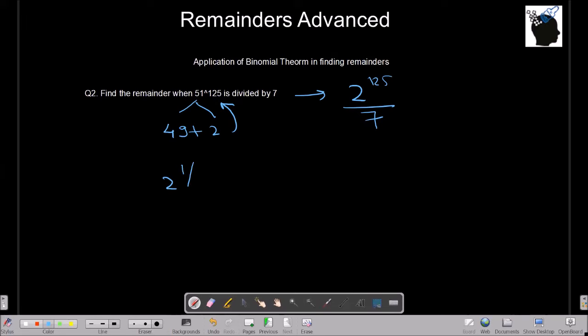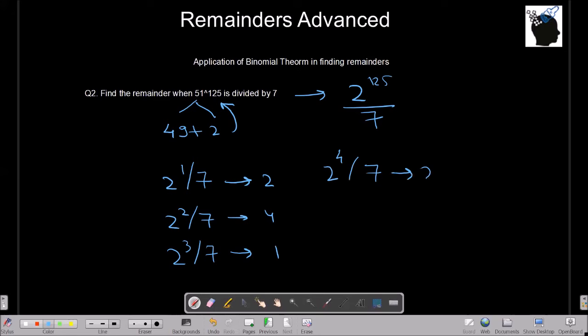So let's try to find the remainder of powers of 2 by 7. 2 raised to 1 by 7 will give me 2 remainder. 2 square by 7 will give me 4 remainder. 2 cube by 7 will give me 1 remainder. And it is going to repeat from now on. So 2 raised to 4, which is 16, by 7 will give me 2 remainder and so on. That means the remainder of powers of 2 by 7 has a cycle of 3.